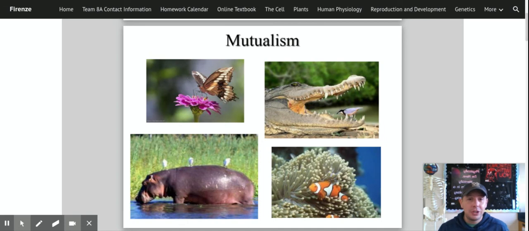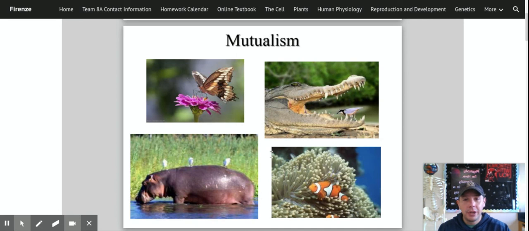So now, could the alligator chomp on the bird if he wanted to? Yes, but he's not going to. The bird is helping the alligator by cleaning his teeth, like the dentist. In turn, the alligator is protecting the bird while he eats from other predators around that may want the bird, maybe a snake or something like that.